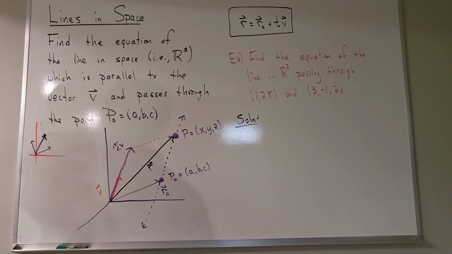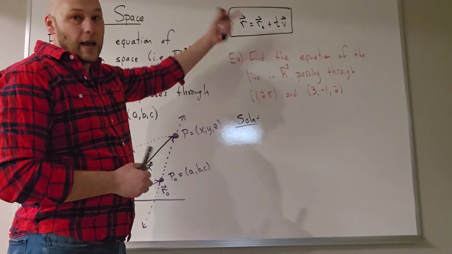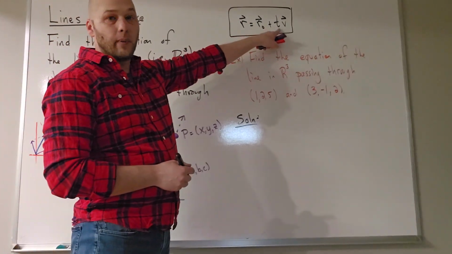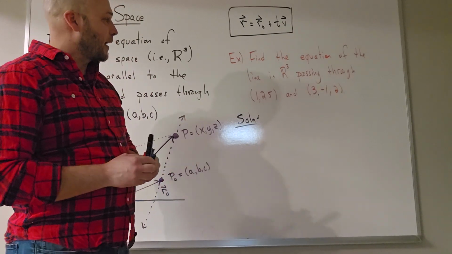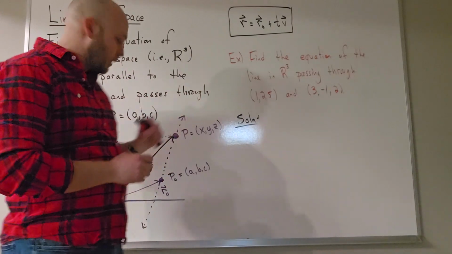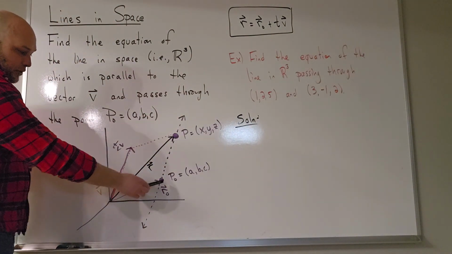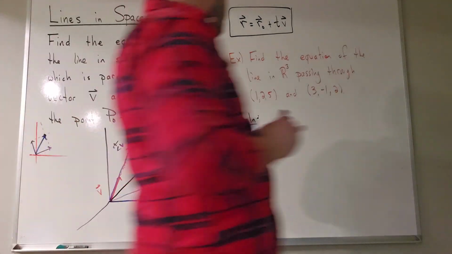If I look at the equation that I have in this box, there are two things we have to find for any one of these, right? t is a variable, so I have to know r naught and I have to know v. v is going to be the vector that's parallel to the line, and r naught is going to be this fixed vector that attaches to a specific point that we know on the line. Okay.